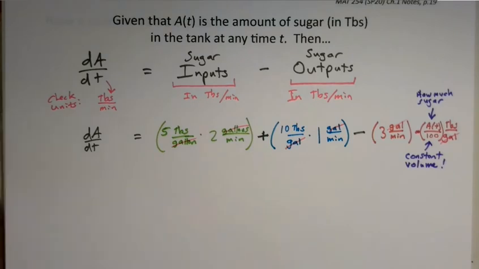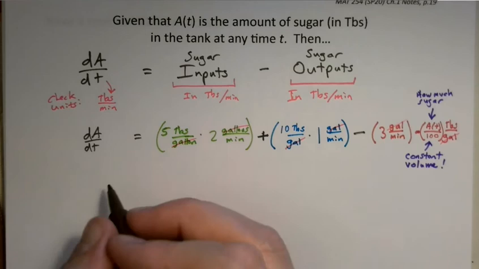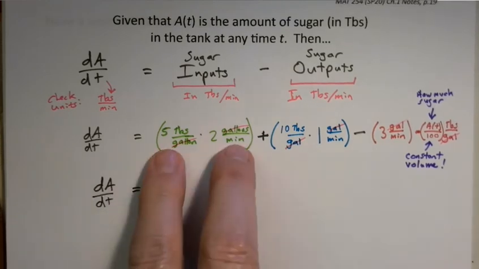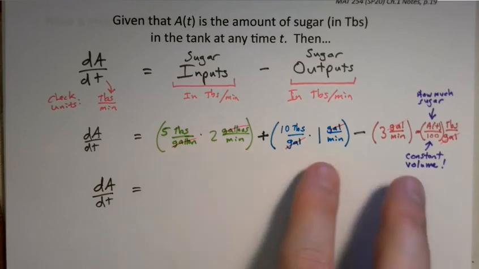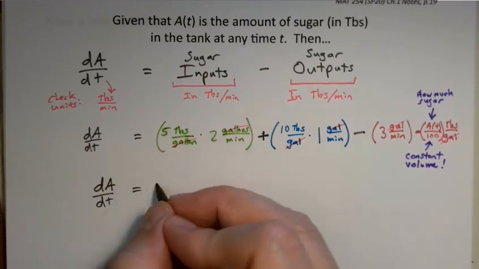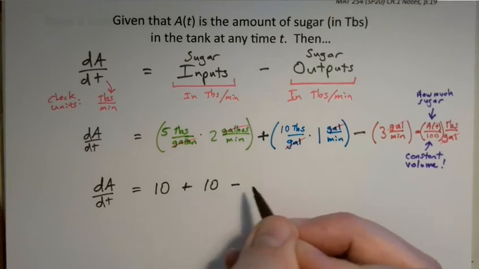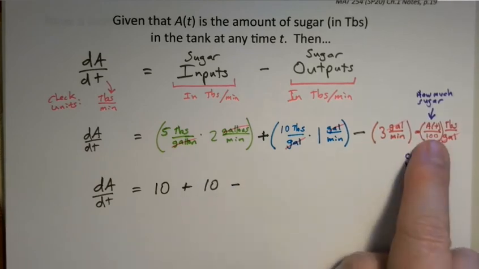Now let me write this out in all its glorious detail without the units, and you'll see this equation is really not that scary. It's dA/dt equals, the units I don't care about anymore because I know they work, 5 times 2 is 10, plus 10 minus 3 over 100 times A.